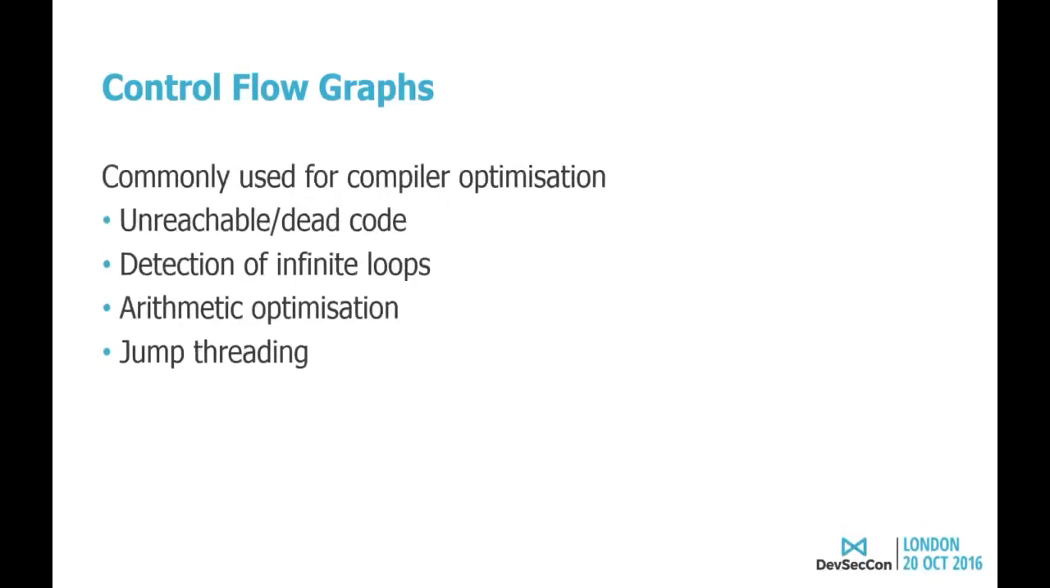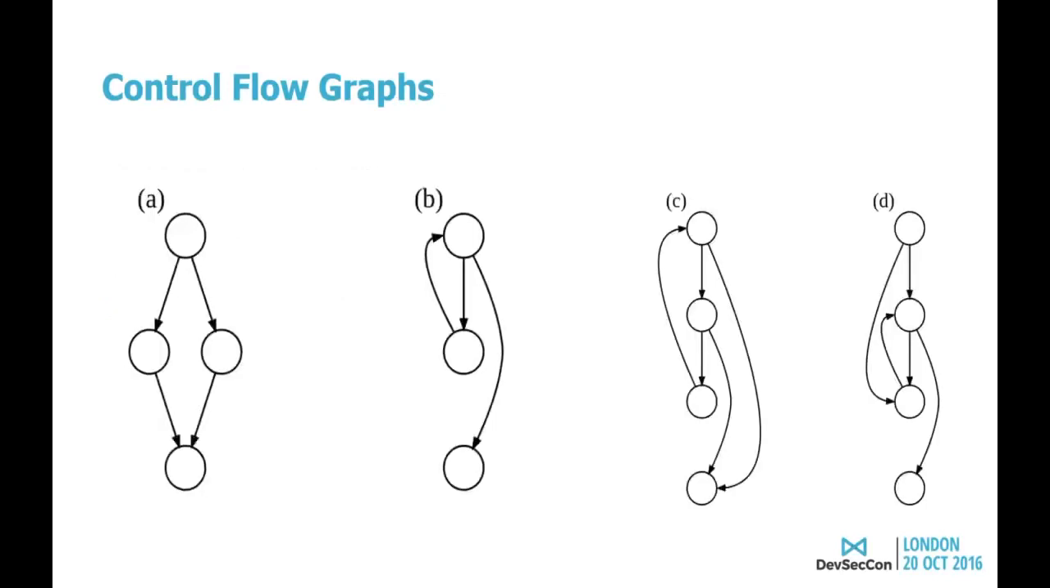Some of you might have come across it for use as compiler optimization. It's a good way of filtering out unreachable dead code, detection of infinite loops, optimizing arithmetic, that kind of thing. To give you an example of a few, the one on the far left there, A, is a very basic if then else block.